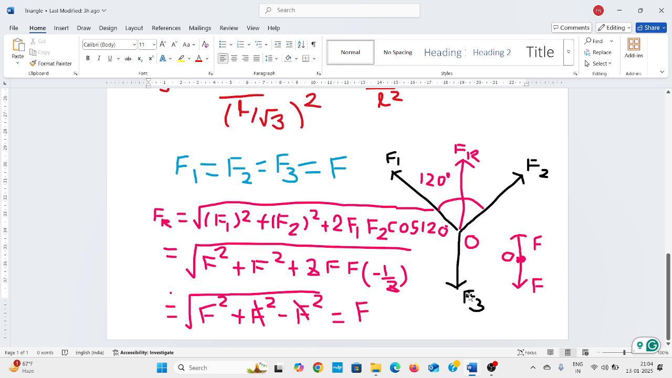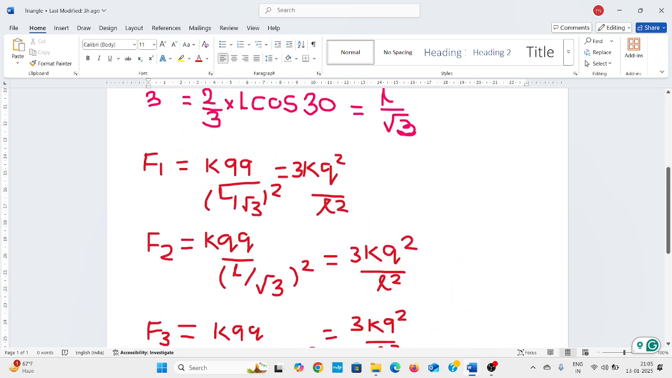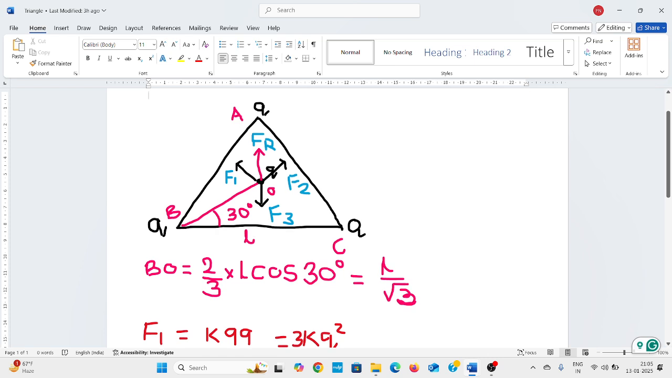Also the F3 force will be F. The upward force will be F and the downward force will be F. That's why at the centroid it will be in equilibrium and the net force will be 0. Net force at the center will be 0. Thank you.